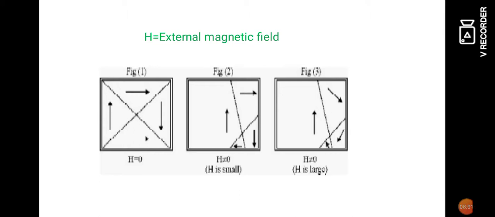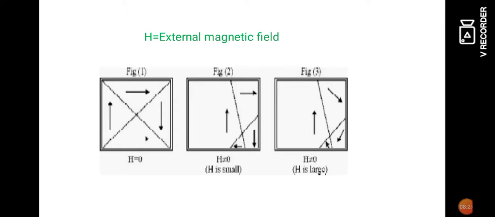Here, when a small quantity of external magnetic field is applied, that is indicated here, H is small, H is not equal to 0. So a small weak magnetic field is applied, so that the ferromagnetic domain walls are moving from one place to another place, so that the volume of the ferromagnetic domains is also increased. Now let us see the third figure.